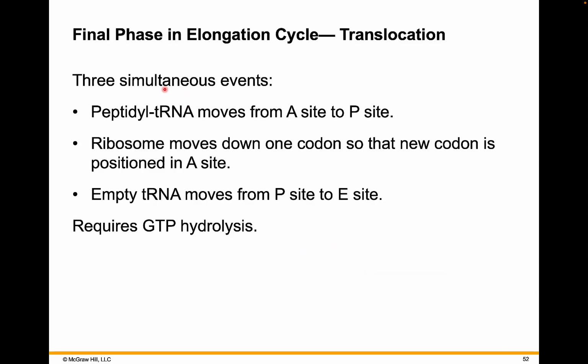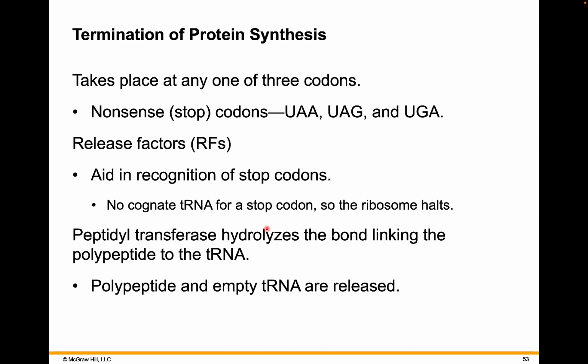So the final phase is 3 simultaneous events. Peptidyl tRNA moves from the A to the P site. The ribosome moves down 1 codon, so the new codon is positioned in the A site. We talked about that. And the empty tRNA moves from the E site, and this requires the power from GTP hydrolysis.